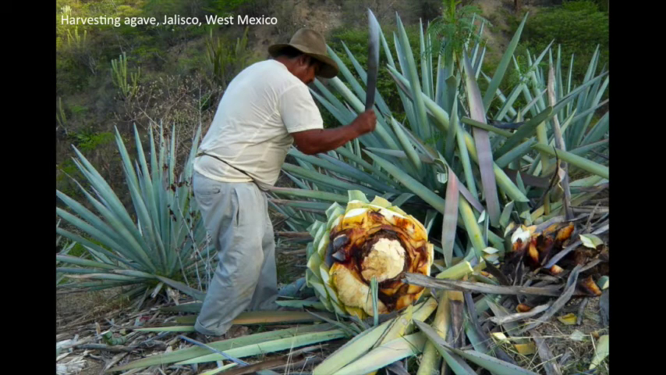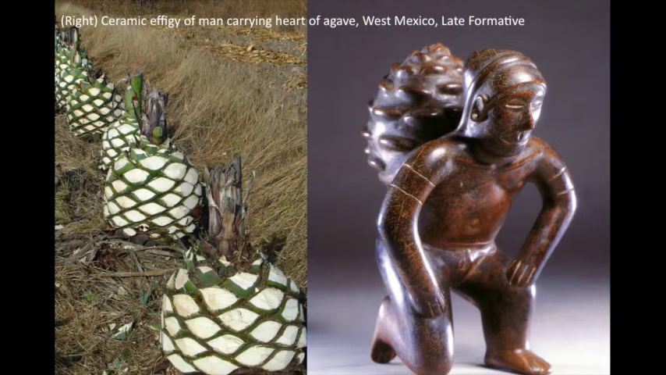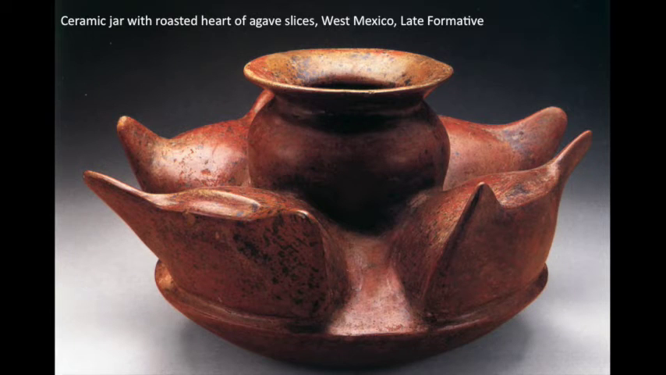Workers cut the spines, the leaves, off of the agave plant to reveal the sap-filled heart. It's sort of like the soft heart of an artichoke. Here are a series of de-leaved agave hearts waiting to go to the distillery. Here is a West Mexican effigy showing a man carrying one of these agave hearts on his back. And this brings us back to our jar.